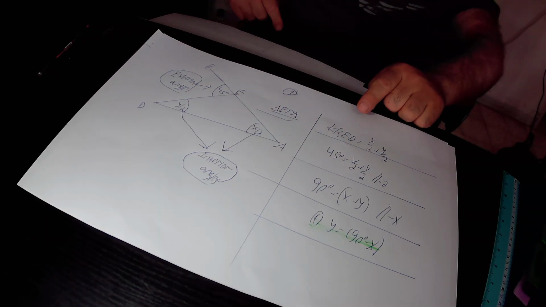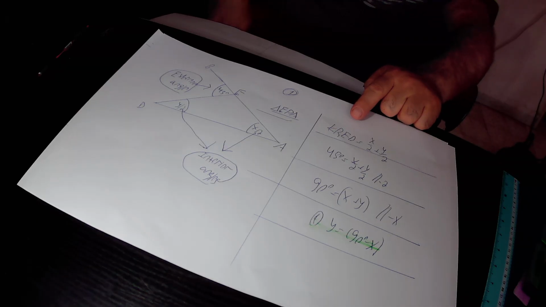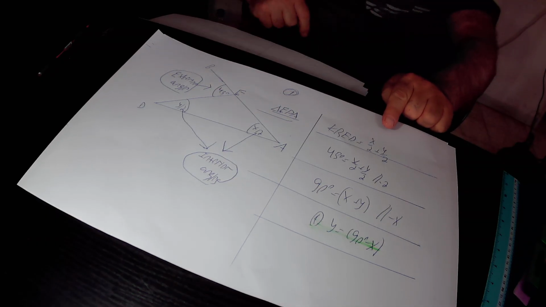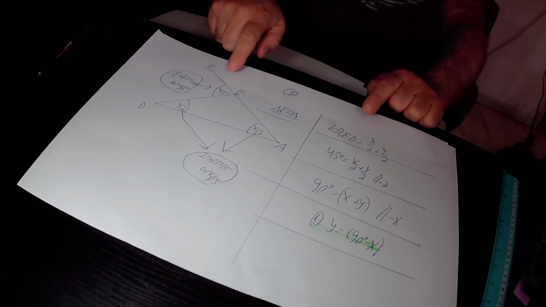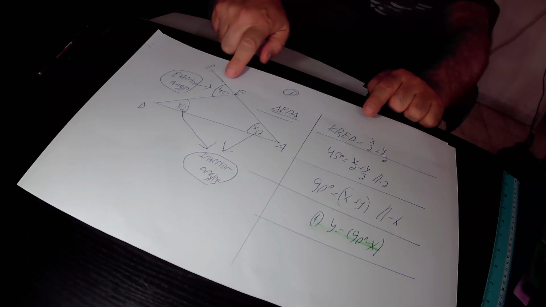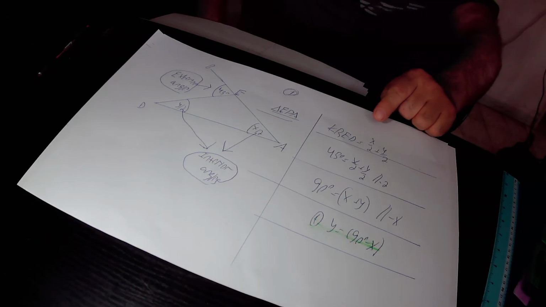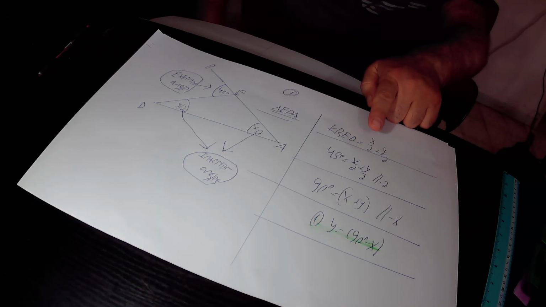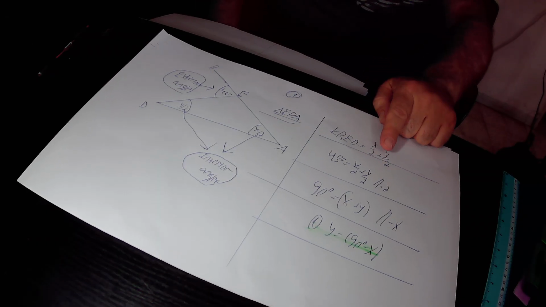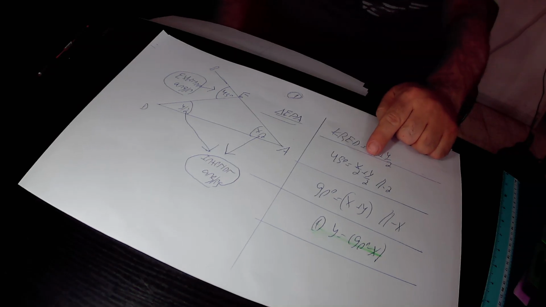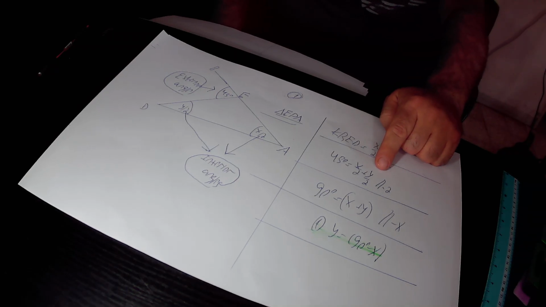So according to rule 4, we find that the size of this external angle BED is equal to x over 2 plus y over 2. But angle BED equals 45 degrees, according to what is given in the question. So we can substitute angle BED by 45 degrees. So we find that 45 degrees equals x over 2 plus y over 2. Here we multiply this equation by 2, and finally find that 45 degrees times 2 is 90 degrees, and x over 2 times 2 is x, and y over 2 times 2 is y.